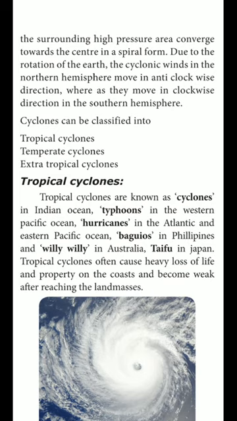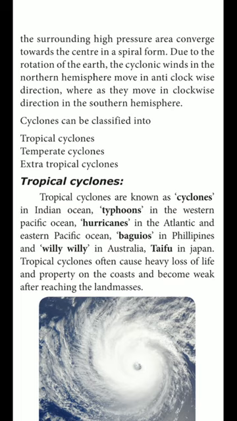So once again I am saying, please listen, what are the different names for tropical cyclones in oceans. In the Indian Ocean it is named as cyclone, in the Western Pacific Ocean as typhoons, in the Atlantic and Eastern Pacific Ocean as hurricanes, in the Philippines as Bagyas, in Australia as Willy Willy, and in Japan as typhoon.